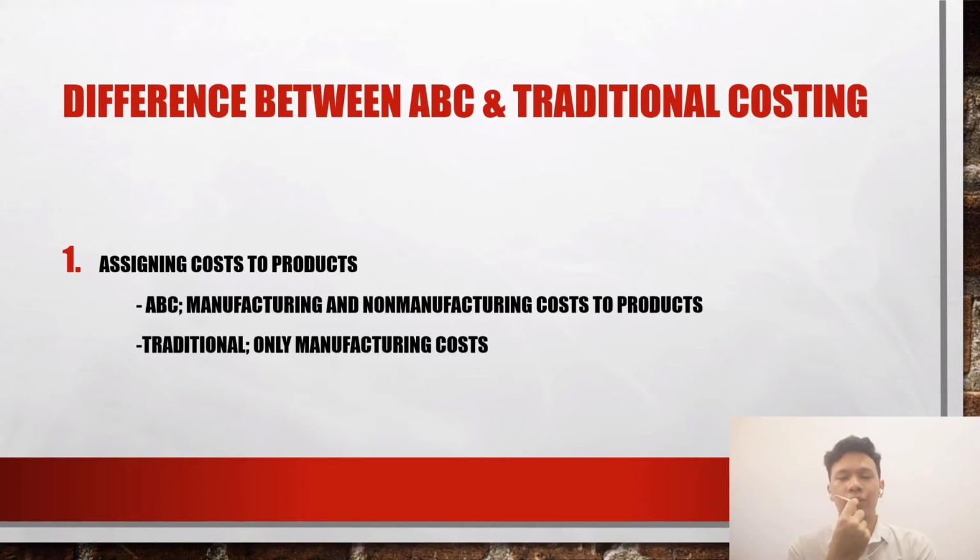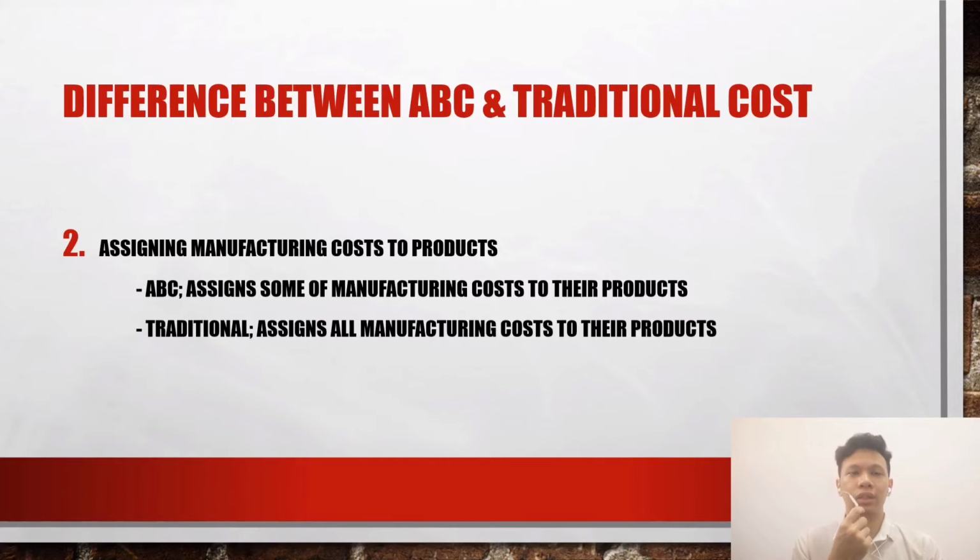So next we are going to see the difference between the ABC and traditional costing methods. The first one is assigning cost to products. For the ABC method, they assign both manufacturing and non-manufacturing costs to products. For example, they can assign non-manufacturing costs such as sales commission or repair costs to their products if needed. Meanwhile, traditional costing only assigns manufacturing costs to their products or services.